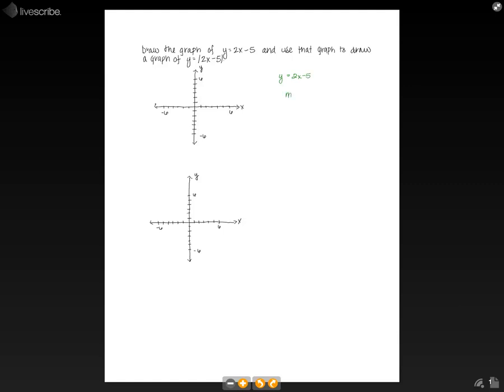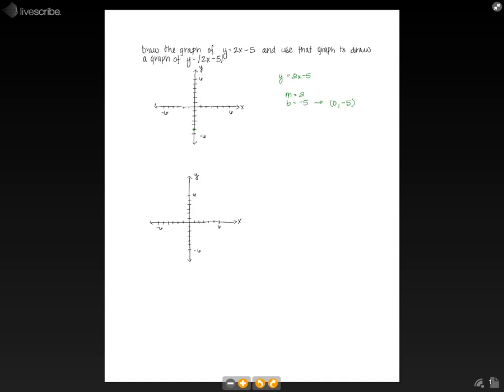So the slope is going to be 2, and the y-intercept is going to be negative 5. And we know that because this matches the form y equals mx plus b. So that means the first point we're going to graph is 0, negative 5. So let's graph that point.